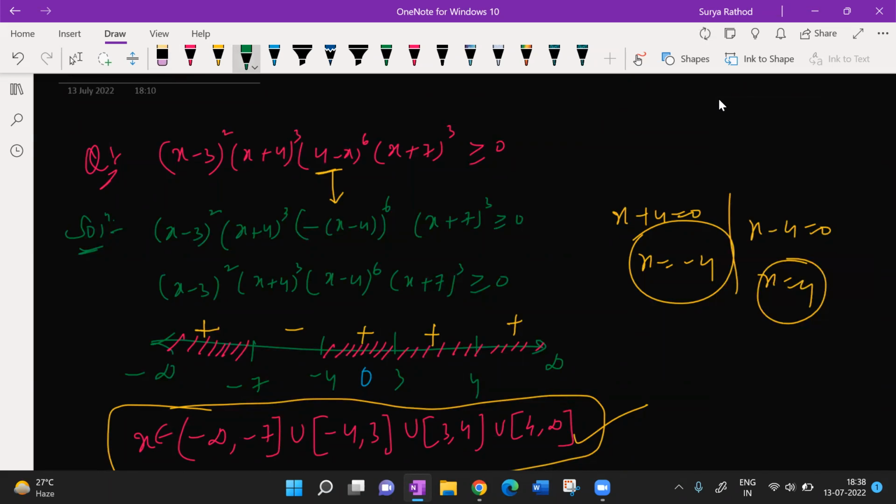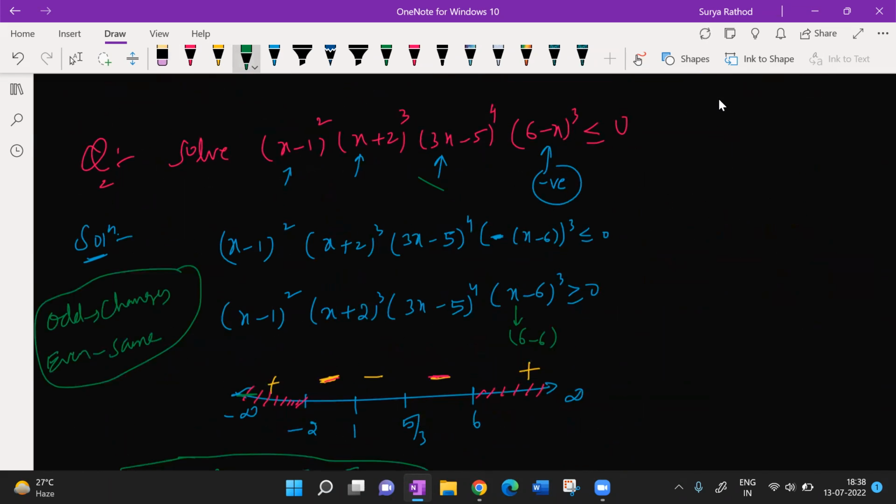If at all you have an odd power, look at this here. One second, I'll show it to you here. Yeah, here the coefficient of x is negative, but you have an odd power, beta. Check.